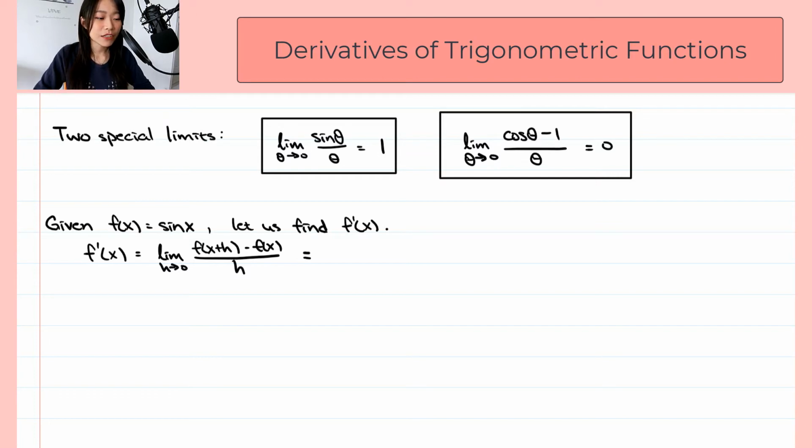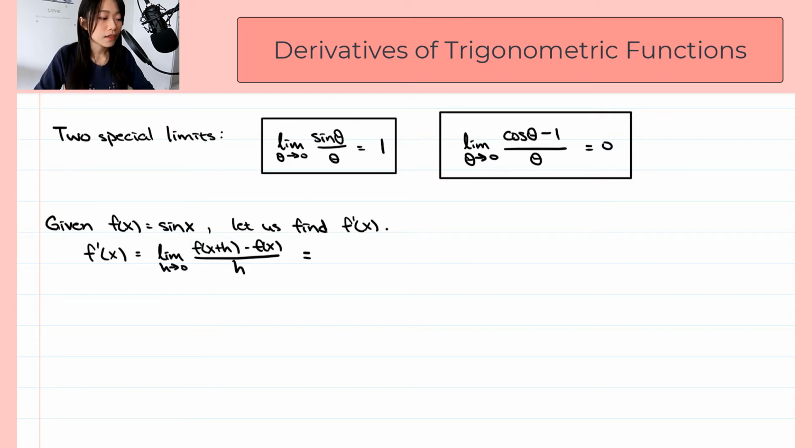The second special limit is the limit of cosine of theta minus 1 over theta as theta approaches 0, and this limit equals 0. Now let's prove the derivative for sine of x. Given f of x equals sine of x, let's find the derivative of f of x.